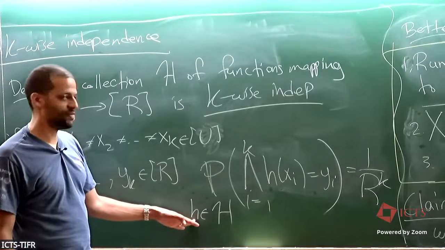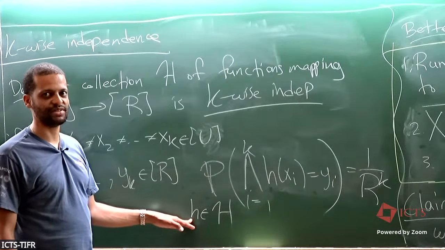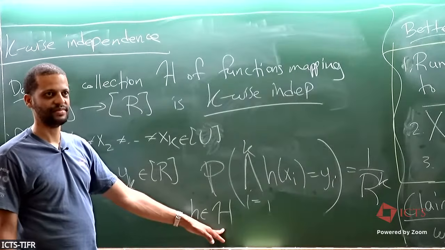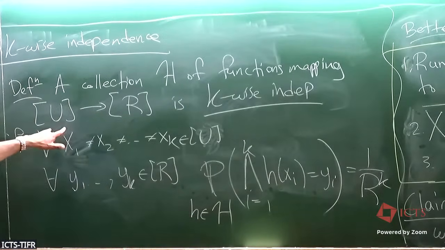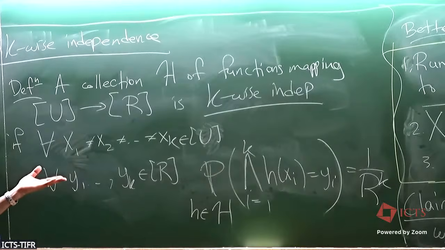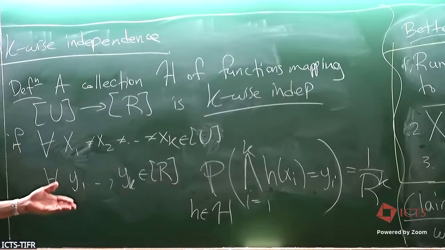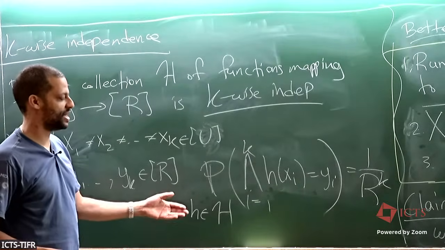How many bits of memory does it take to store little h? The logarithm of the size of the set it came from. How many functions are there? R to the U, right? So basically U log R bits. I mean, that's just saying I need to remember h of x1, h of 1, h of 2, h of 3. I need to write down the evaluation table. It takes U log R bits. That's trivial, okay? The key is that there actually exist k-wise independent hash families.